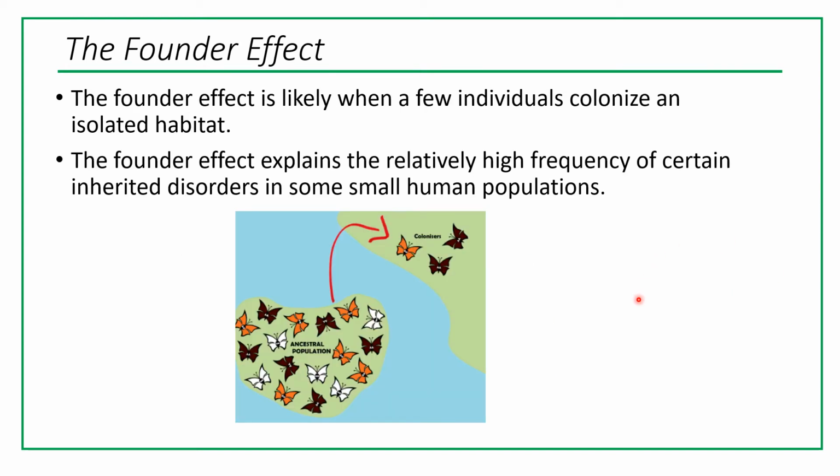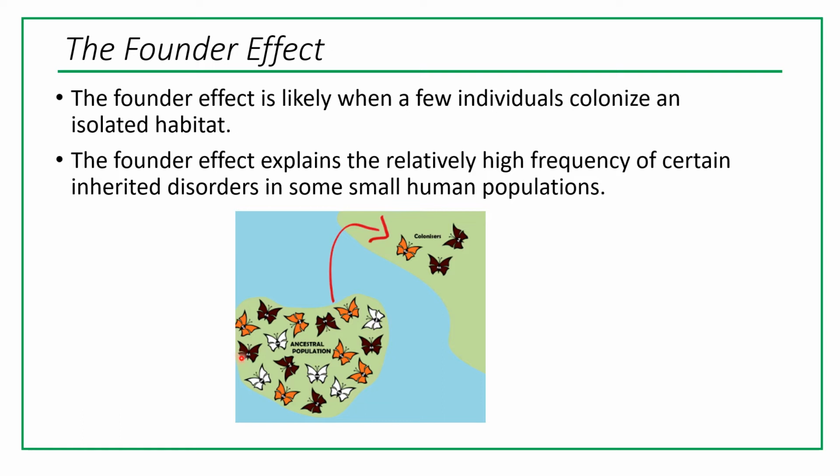Another example of genetic drift is founder effect. The founder effect is likely when a few individuals colonize an isolated habitat. The founder effect explains the relatively high frequency of certain inherited disorders in some small human populations as well.